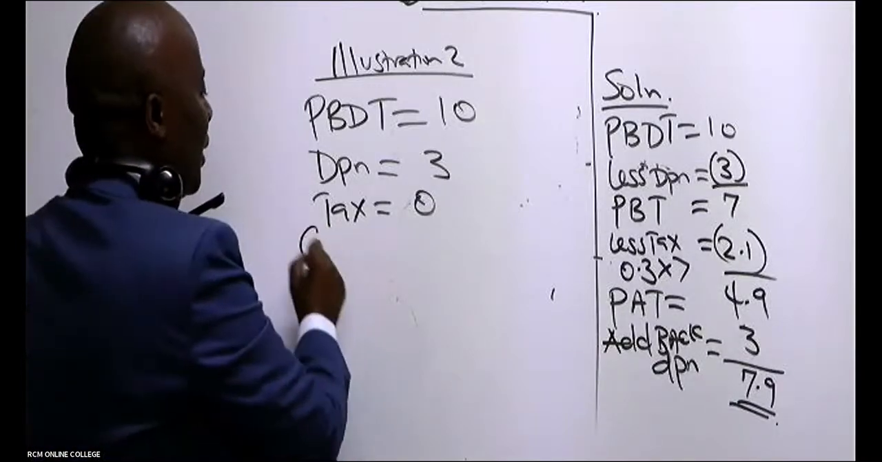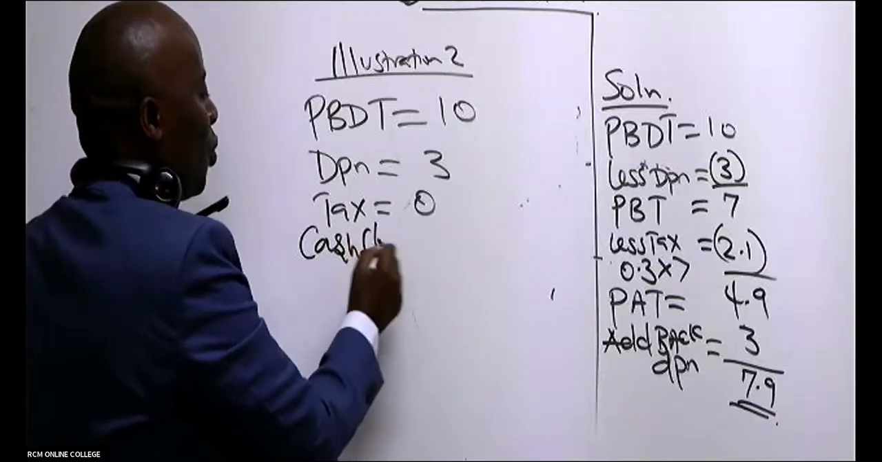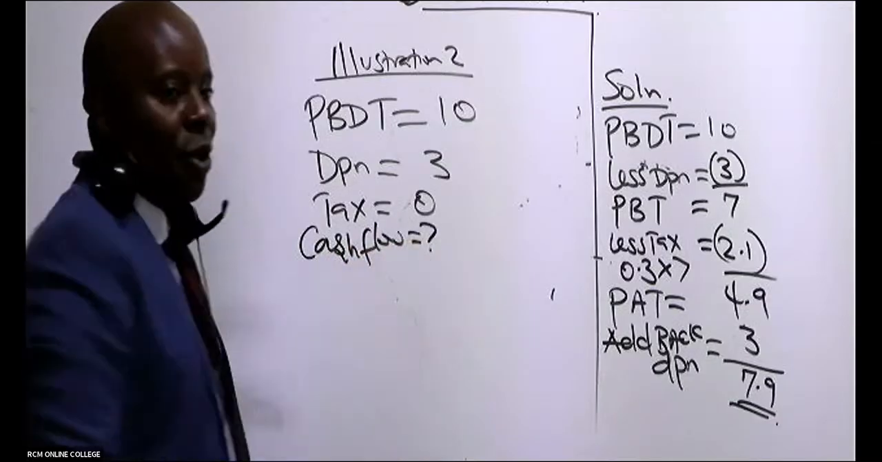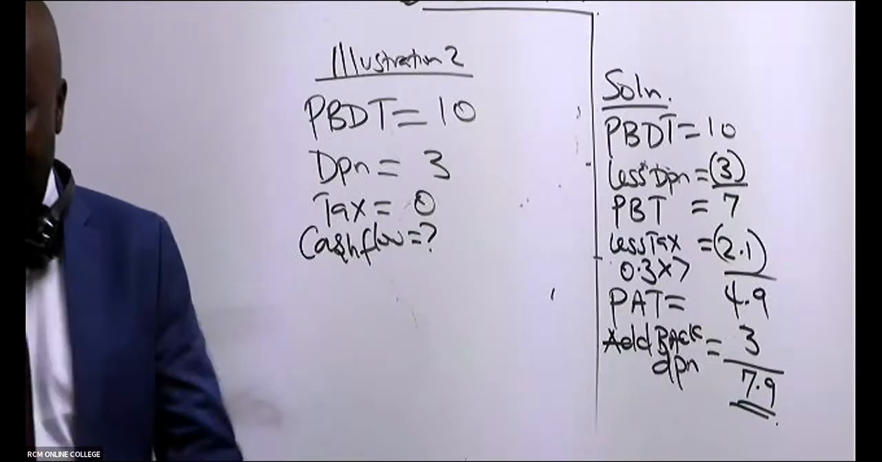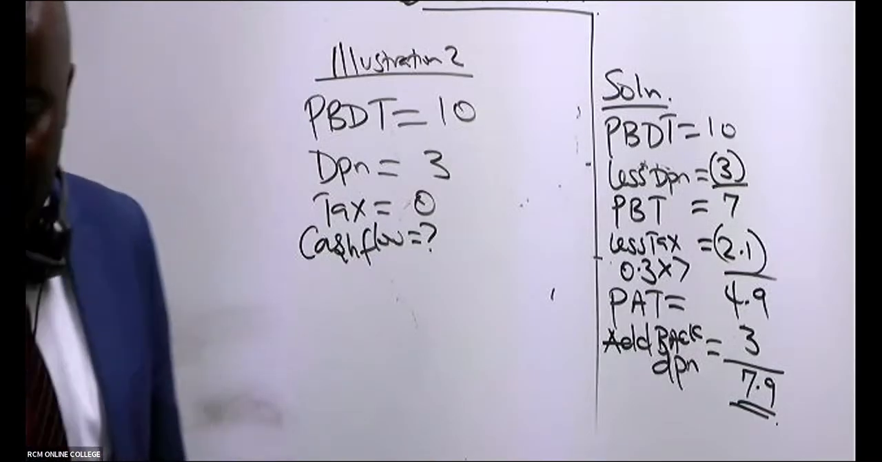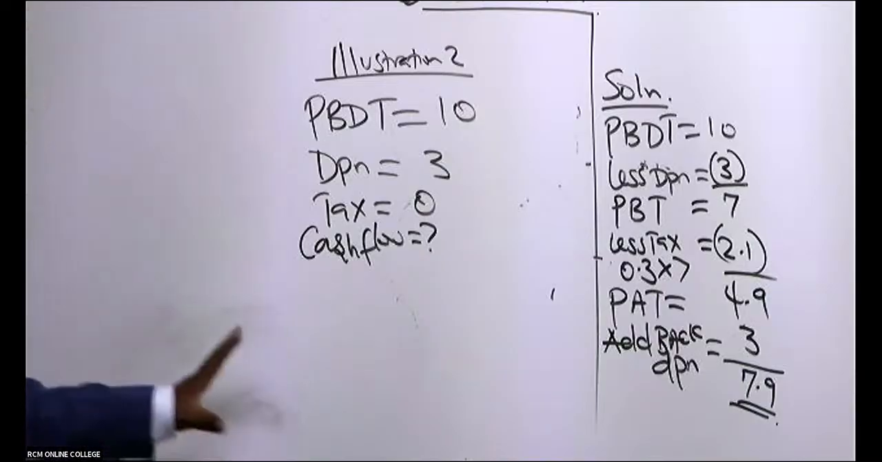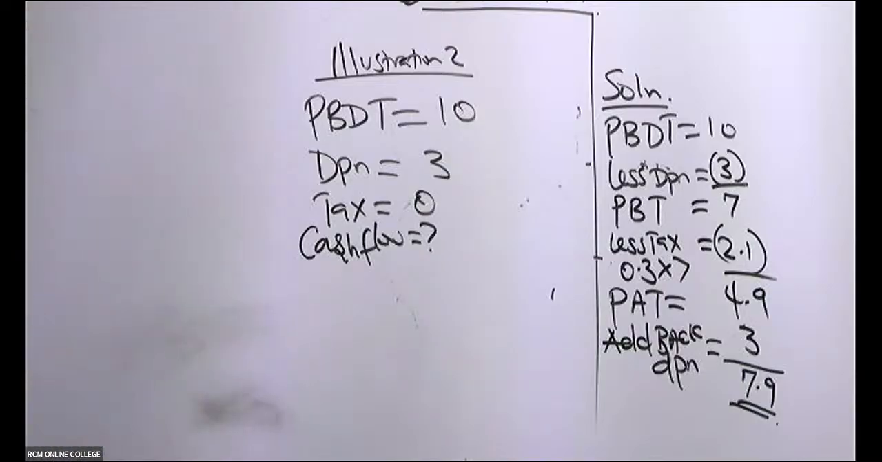And then in this case, they are asking you to give what we call cash flow. Thank you so much, Maslin. Great. So they want you to give cash flow. Are you able to give me this cash flow? I'm giving you 3 minutes.